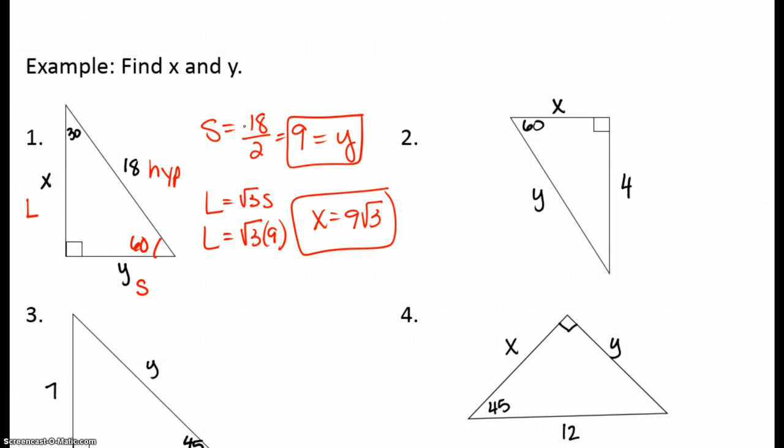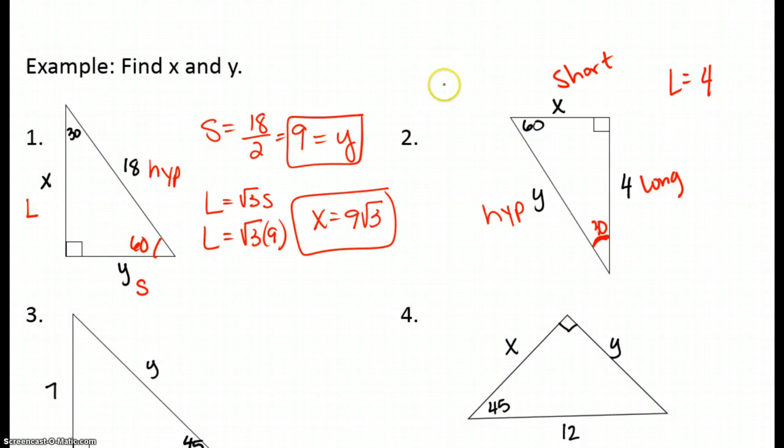Check out number 2. Again, another special triangle. Because I gave you this is 60, that makes this 30. Okay, well, what do I have? I have the side opposite the 60-degree angle, so this is the long side. This is the short side. And this is the hypotenuse. So I'm starting with L. I know L is 4.